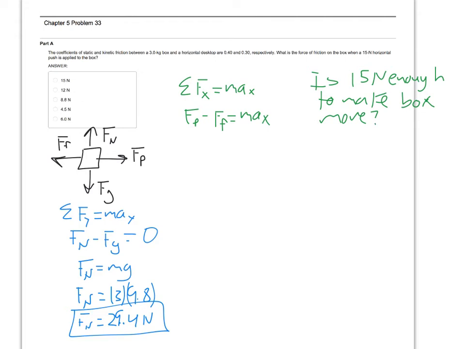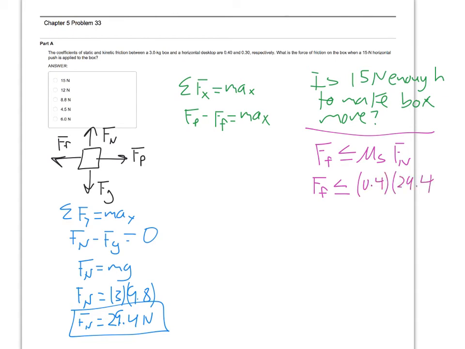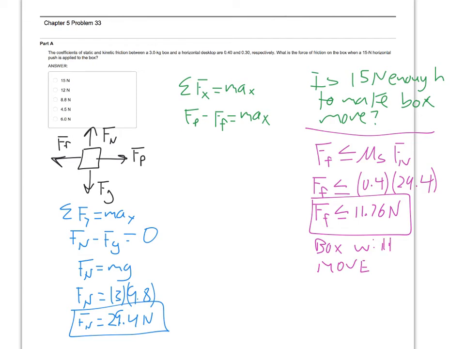So in order to determine whether or not it's enough to make the box move, I'm going to solve for my maximum force of static friction. I know that static friction is going to be less than or equal to mu times my normal force. So my maximum force of static friction is going to be less than or equal to 0.4 times that 29.4 normal force that I just solved for. So I find that my force of friction here is going to be less than or equal to 11.76 newtons. So that means the box will move because my pushing force is greater than my maximum force of static friction.